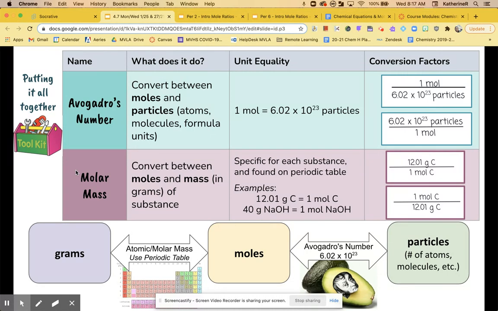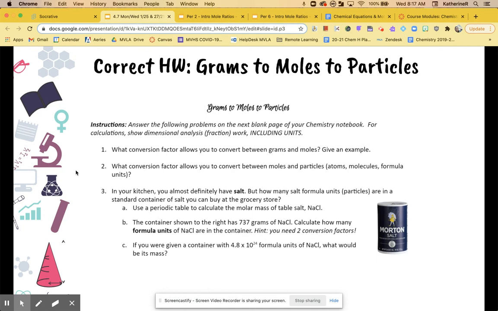So this is what we've been talking about thus far. We've learned about Avogadro's number, we've learned about molar mass, and on Friday, we talked about how to put these two pieces together, okay? And your homework was to put these two tools together to convert from grams to moles using molar mass, and convert from moles to particles using Avogadro's number. Okay, so I'm going to show you the keys for your homework. You can pause the screencast at any point if you want to correct your work. Okay, but we're correcting our grams to moles to particles practice.